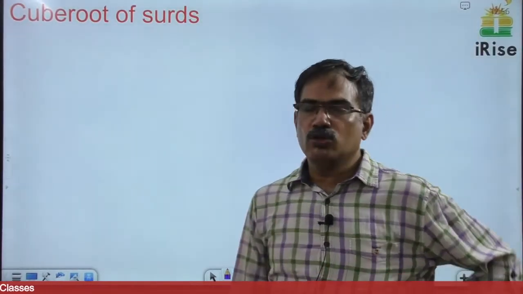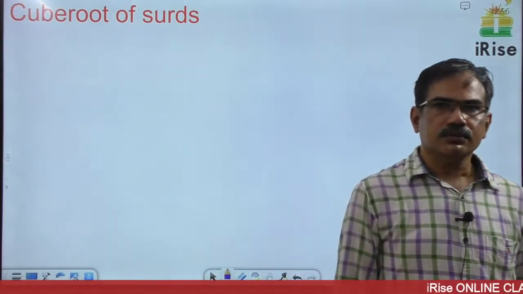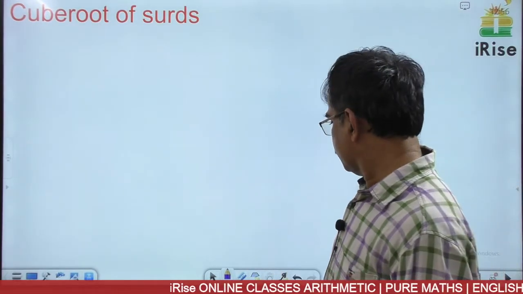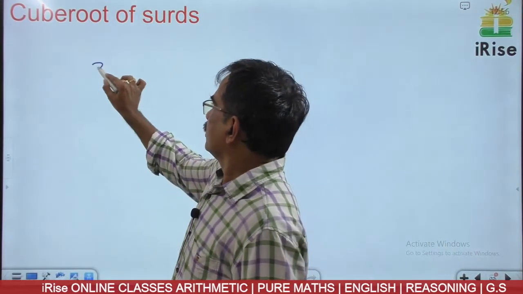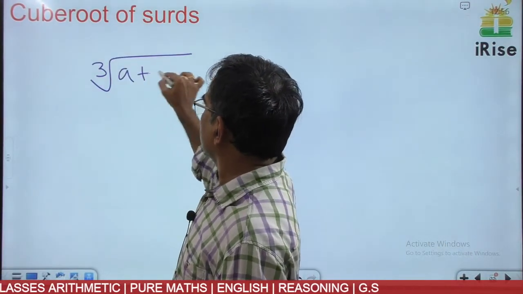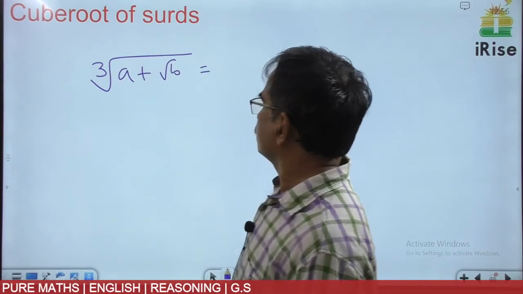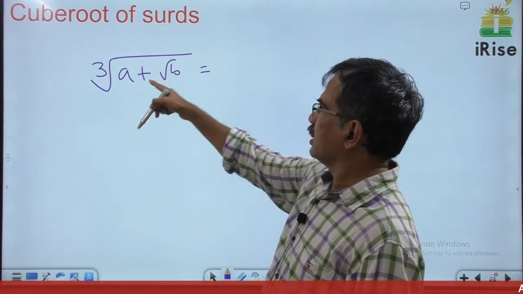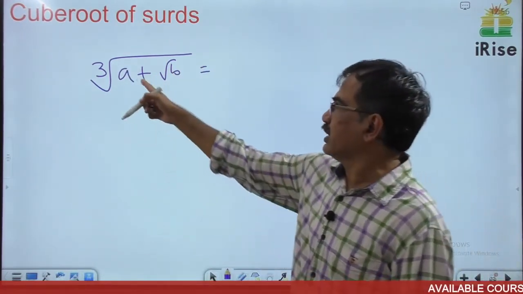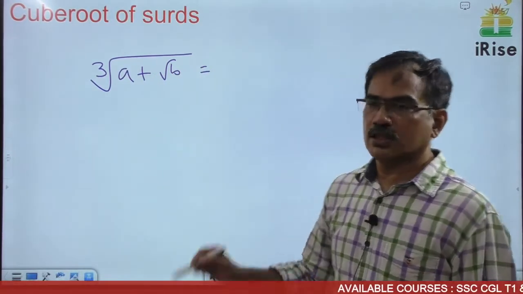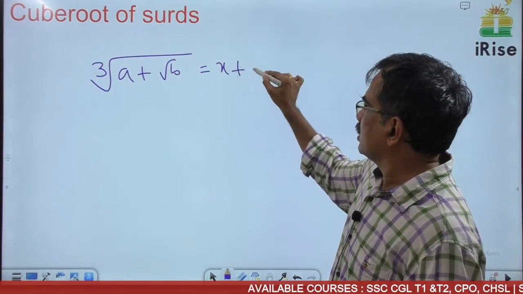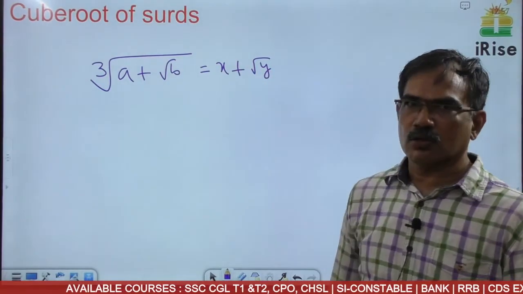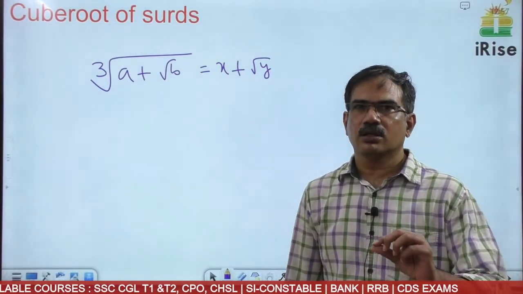Next one, cube root of surds. What about cube root of surds and how to find it? If cube root of a plus root b is given, then how to solve this question? Here, after finding the cube root of one rational number and one surd, we get the answer as again a rational number and a surd. We don't get two surds like in a quadratic equation, square root of a surd.